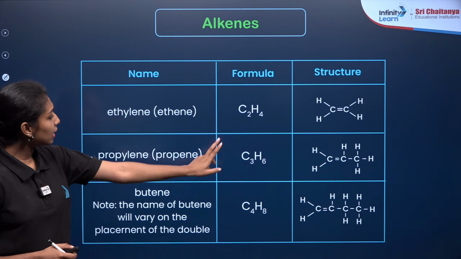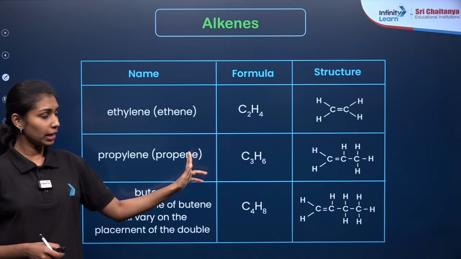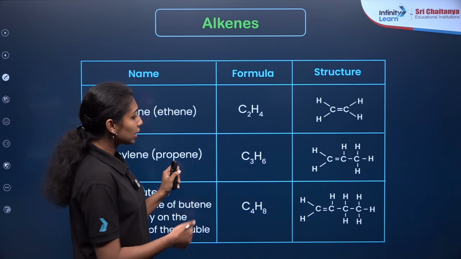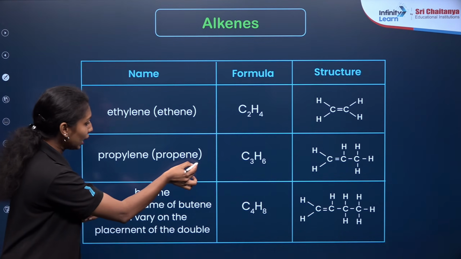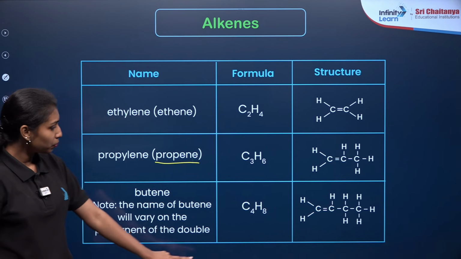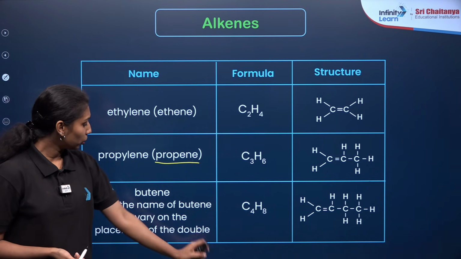So these are the compounds and their structures. C2H4 is the ethene molecule, a 2 carbon compound containing a double bond here, and this is a 3 carbon compound which has the double bond, right? So this compound has the name propene or propylene. The last one is butene, right? C4H8 will be the chemical formula of this compound, butene.